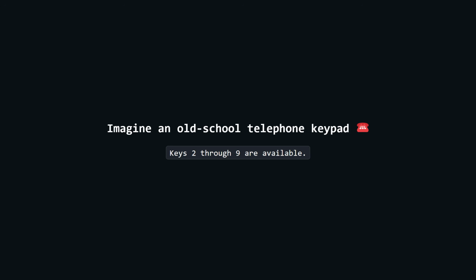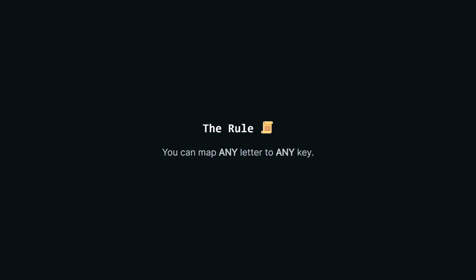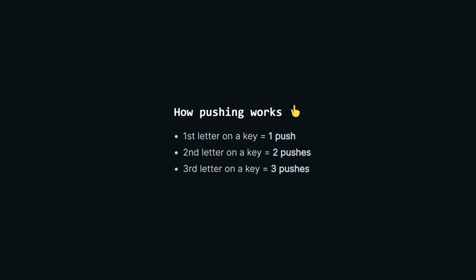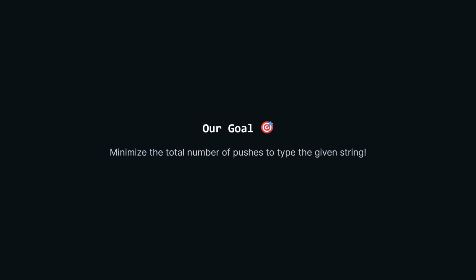Imagine those classic telephone keypads. We have 8 specific keys we can use, numbered 2 through 9. The cool part is, we are allowed to remap the entire keypad. We can map any lowercase English letter to any of these 8 keys however we want. If a letter is the first one assigned to a key, it takes just one button push to type it. If it's the second letter assigned to that same key, it takes 2 pushes, and so on. Our goal is to figure out the absolute best way to arrange these letters on the 8 keys, so that typing a specific word takes the fewest total button pushes possible.